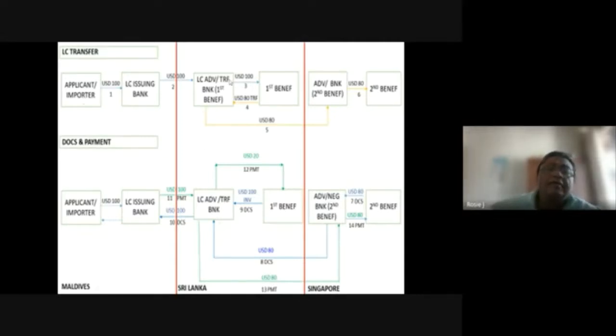Let's say the price is $100 for the 10 air conditioners. So the Sri Lankan says, you open an LC for me for $100, and then I will ship you. I'll arrange the 10 ACs for you. Now, what we mean by transfer is this: when the Maldivian's bank, say Bank of Ceylon Maldives, or Bank of Maldives, or Standard Chartered, whatever, opens an LC to the Sri Lankan guy.